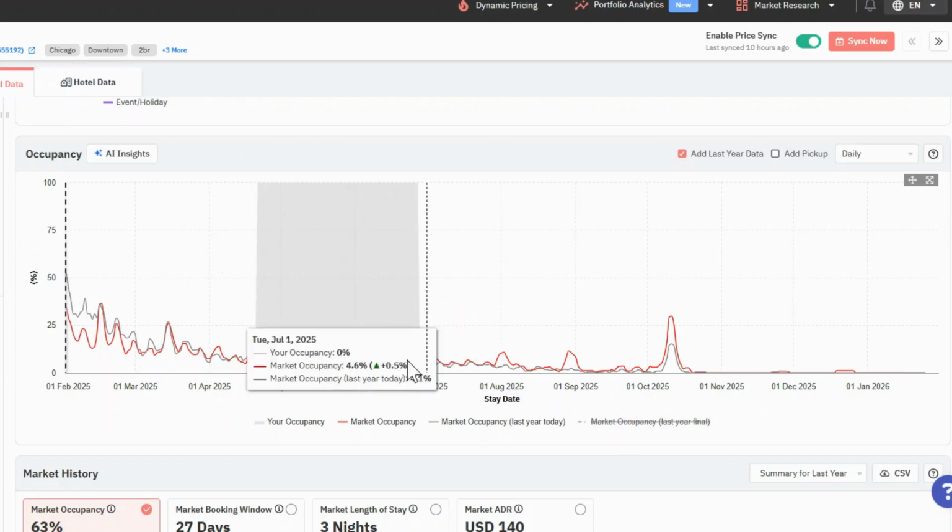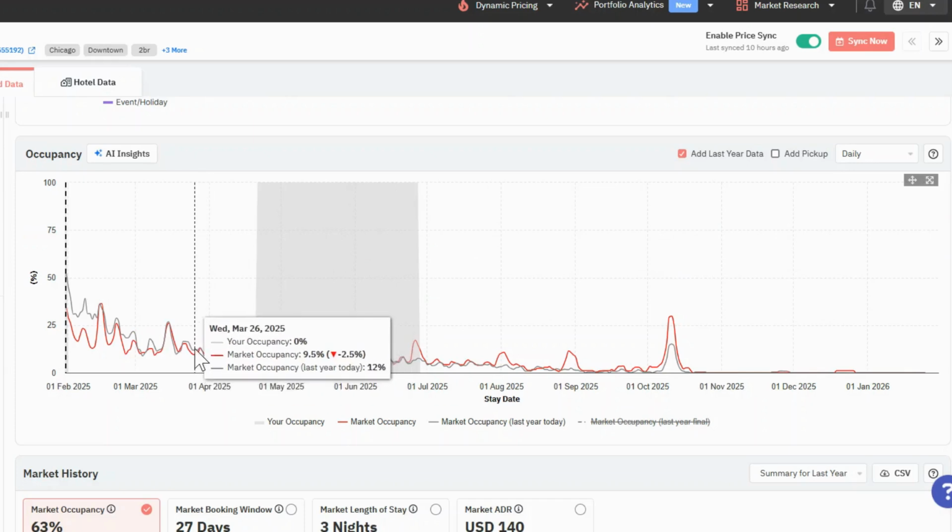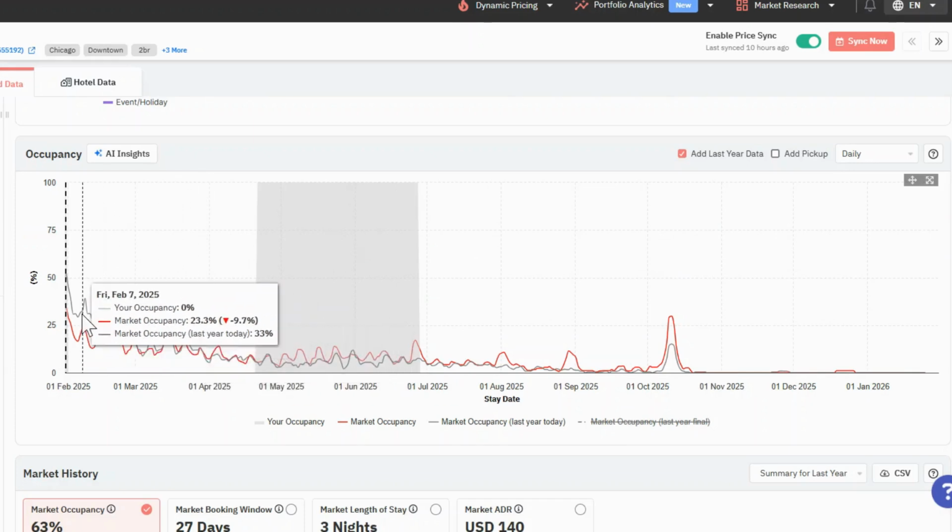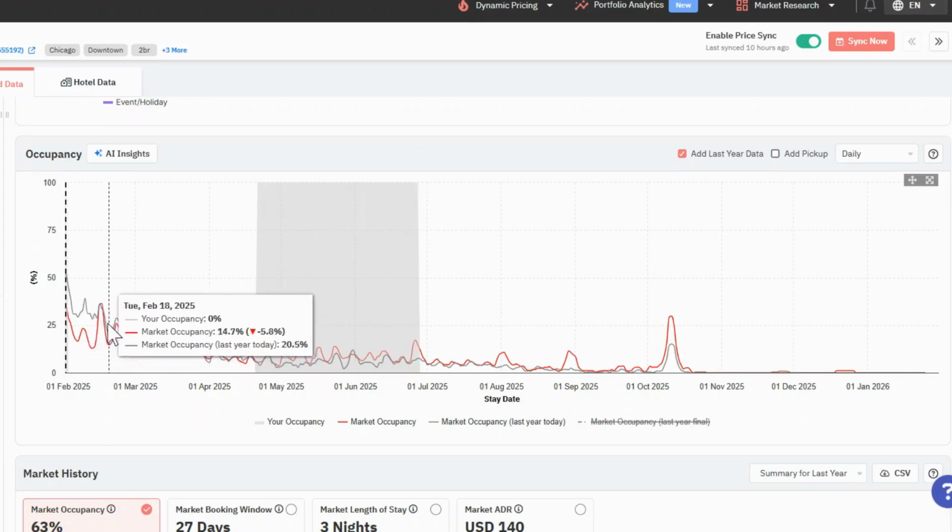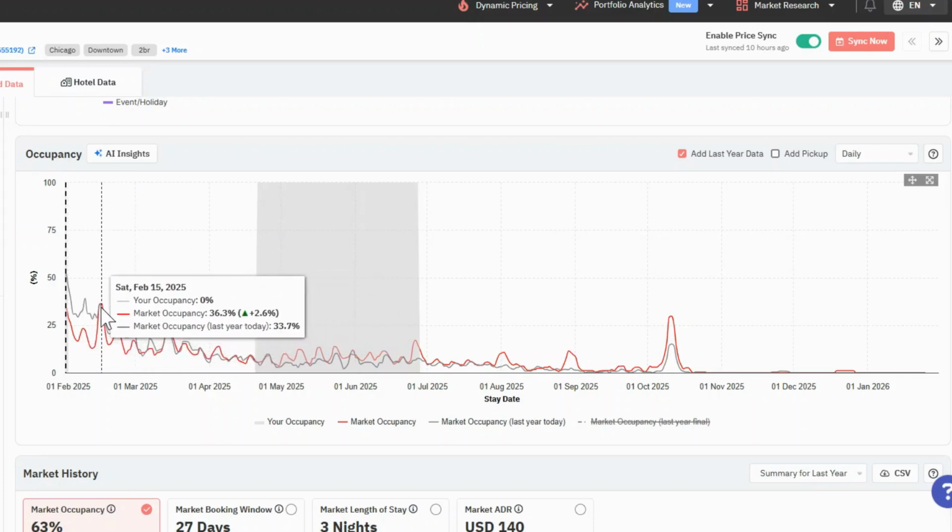Let's hide that and look at last year's market occupancy as of today. For instance, on February 7, 2025, the current market occupancy is 23.3%. However, on the comparable date in 2024, the market occupancy was at 33%. This indicates a decrease of 9.7% in market occupancy compared to the previous year.